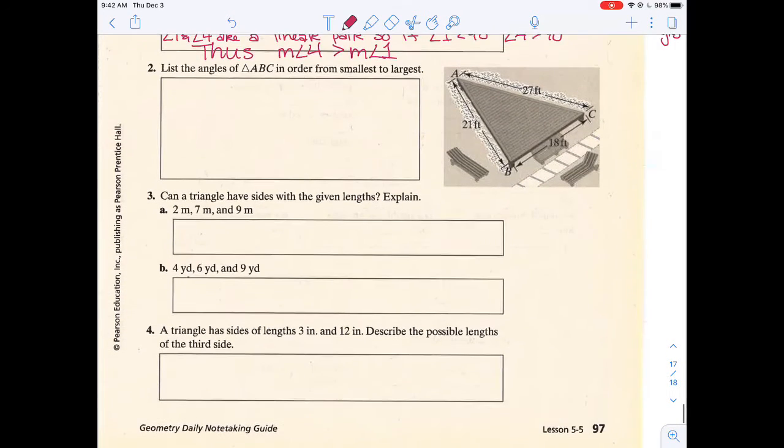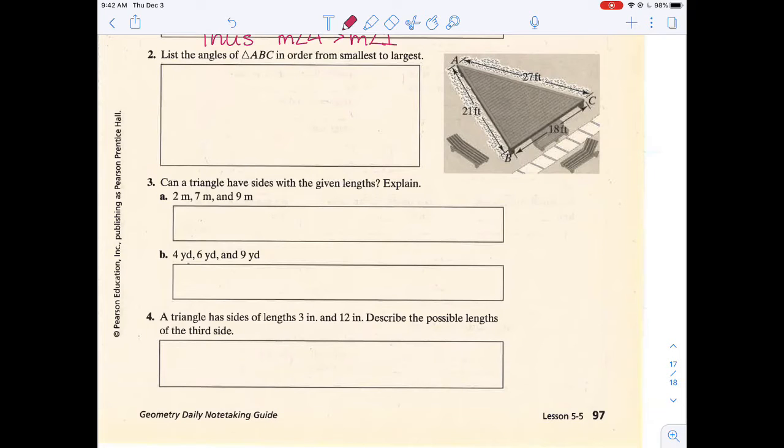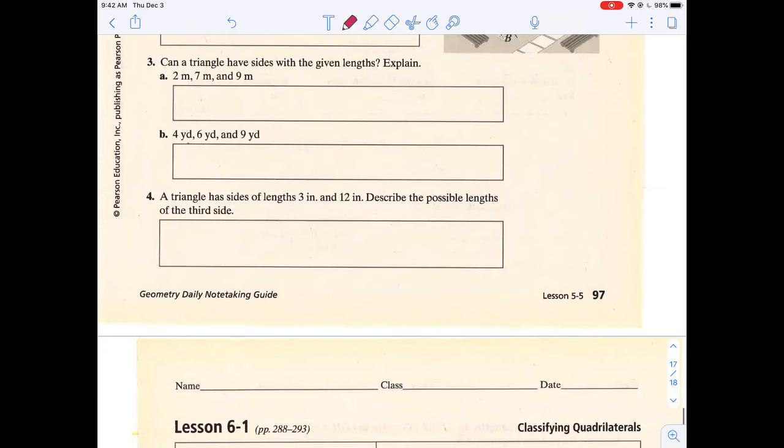Okay. Number 2 says list the angles of ABC in order from smallest to largest. So first I'm going to list the sides. We've got BC is 18 feet, then 21 feet for AB, and then 27 feet for AC. So since this is the smallest side, the angle across from it is the smallest angle, so that'd be angle A. 21, the angle across from 21 would be angle C. And that leaves 27, which is across from B. There we are, smallest to largest.